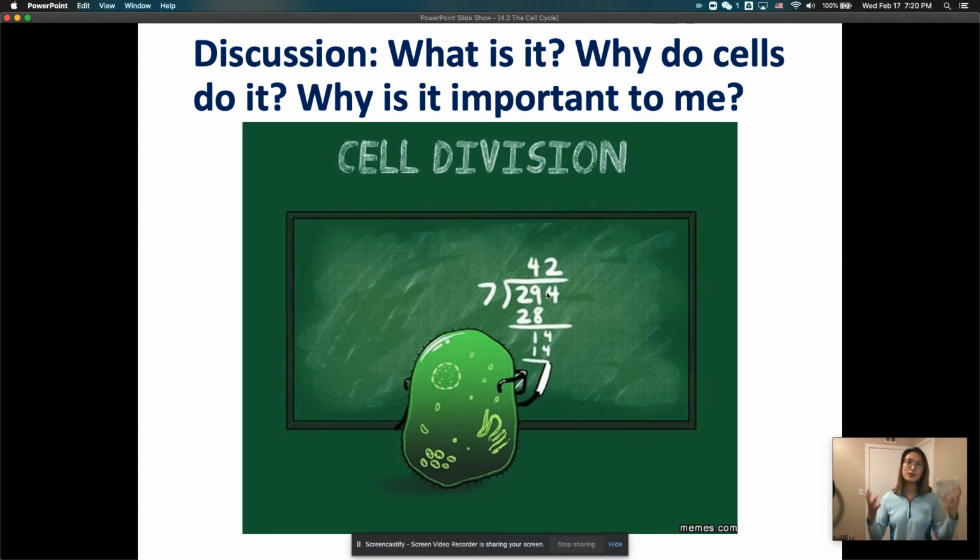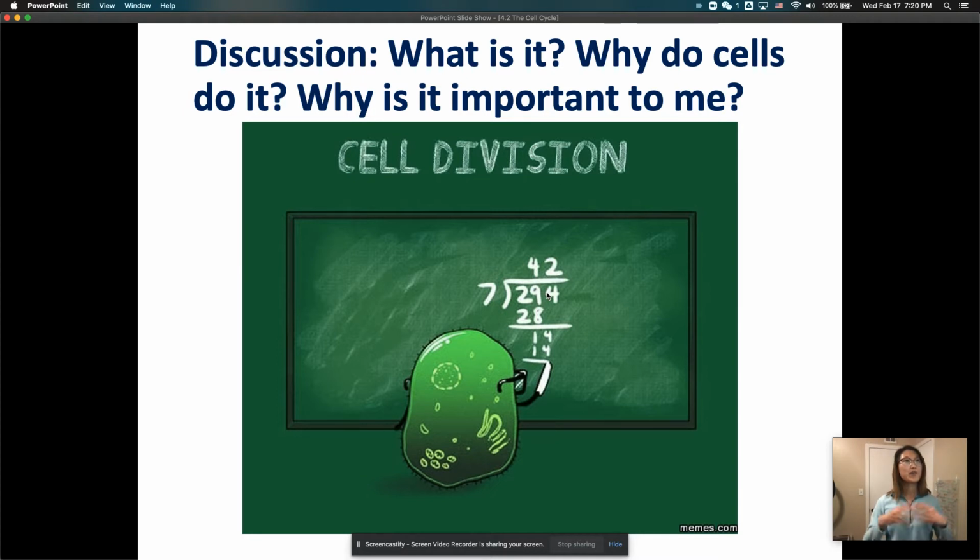But why would cells be dividing? Sometimes unicellular organisms might use cell division literally as a reproduction process, right? We go from one cell to two cells. Now we go from the first generation to the second generation. And that's great, right? But for us, multicellular organisms, we use cell division to help us grow, right? When you go from this tall to this tall, you obviously need more cells to allow that to happen.